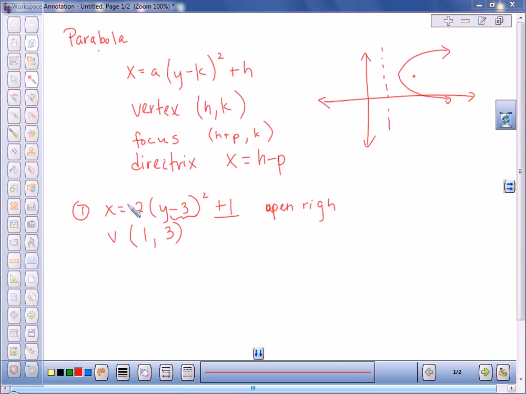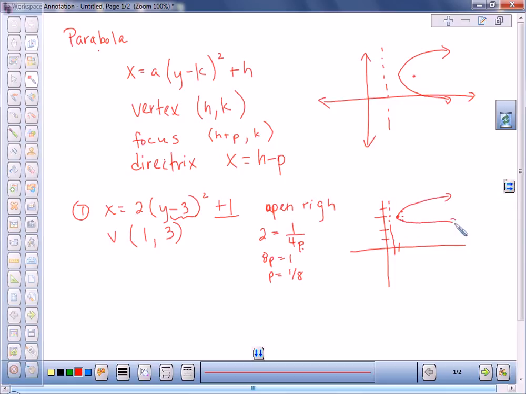So if we set our a, which is 2, equal to 1 over 4p, and we solve this, you can either cross multiply, or you may be able to look at it and tell. If we cross multiply, we get 8p equals 1, so p equals 1/8. And so when we go to sketch it, we'll put our vertex at 1, 3. We'll put our focus over 1/8, our directrix back 1/8. And if we double 1/8, we get 1/4. So we'll go 1/4 this direction, 1/4 this direction, and draw in our parabola.